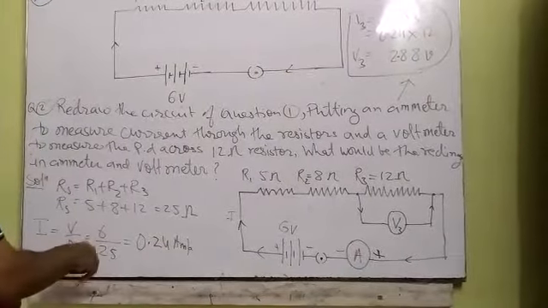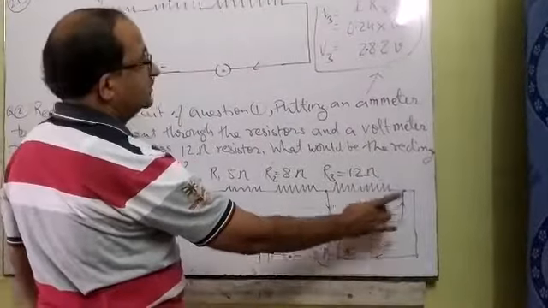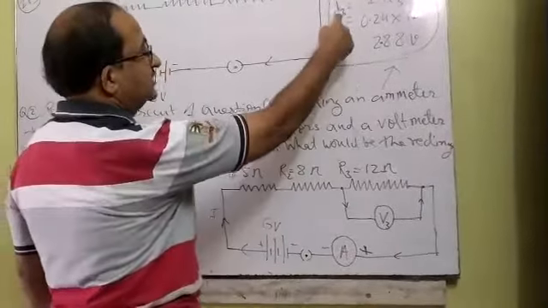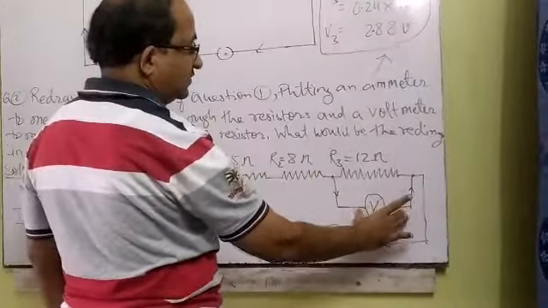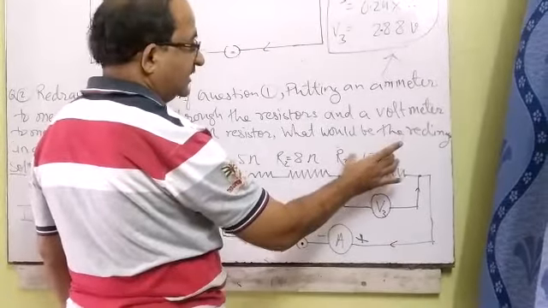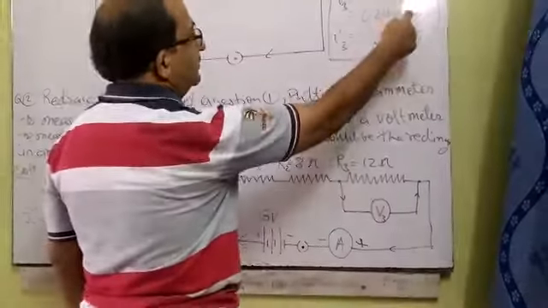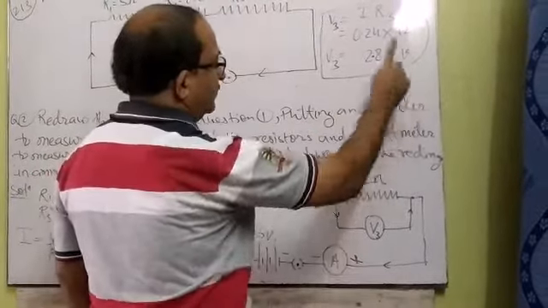Now for calculating the potential difference across the 12 ohm resistor, we need to use the formula V3 is equal to I R3, where V3 is the potential difference across the 12 ohm resistor, and the value of R3 is 12 ohm. So 0.24 multiplied by 12, it is equal to 2.88 volt.